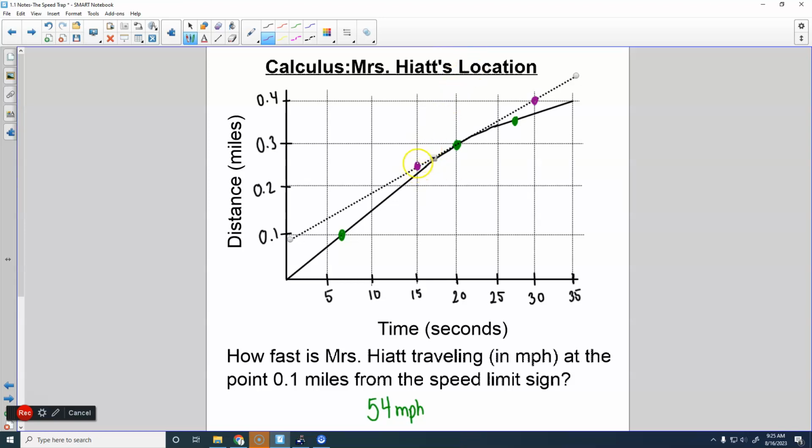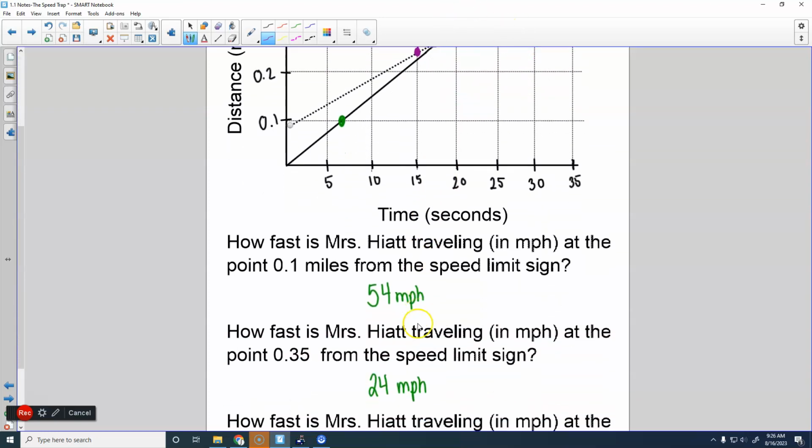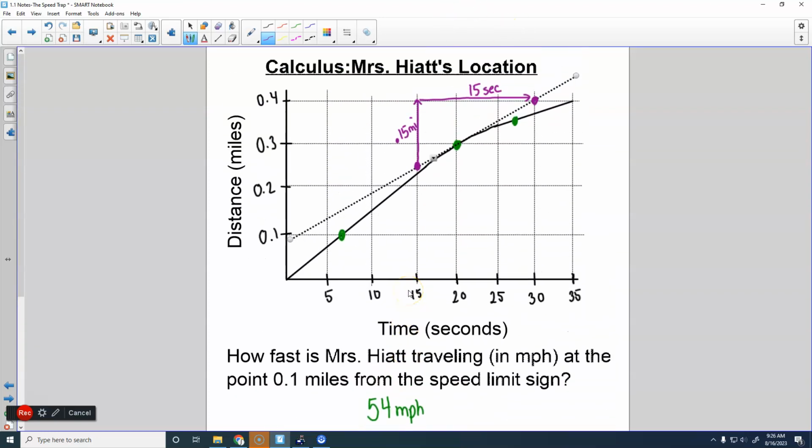So if I use this, we'll call that like 0.25 right there. So if I go from 0.25 up to 0.4, that'd be up 0.15. And then we're going to the right 15. So let's figure out how fast that would be. Hopefully it's going to be somewhere between 24 and 54.